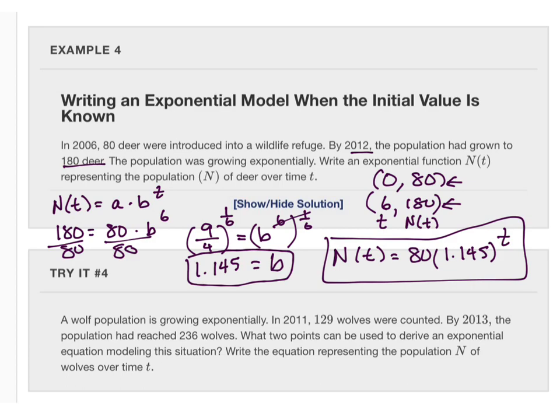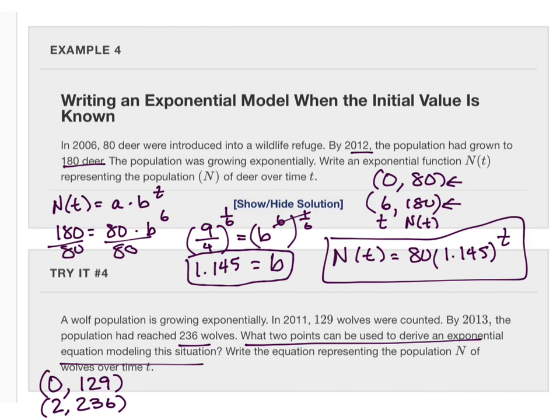We've got a wolf population growing exponentially. It says in 2011, 129 wolves were counted. So we've got 0, 129. By 2013, the population had reached 236 wolves. So what's my other point? Anybody? 2, 236. We want to use these 2 points. That's the first part here, write down the 2 points.